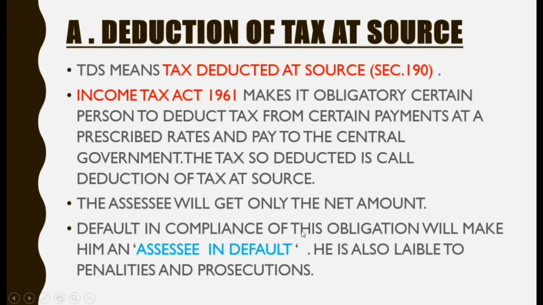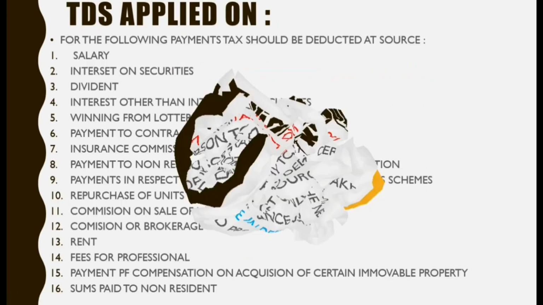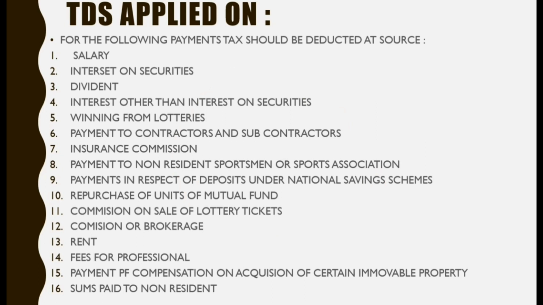Assessee in default means if the assessee makes any default in the compliance of these obligations, he is also liable for penalties and prosecution. Okay, clear? Then let's move on. First we just need to know what TDS is and where TDS is applied, in which cases or on which payments TDS is applied. There are 16 points given here. These are examples of how TDS is applied.